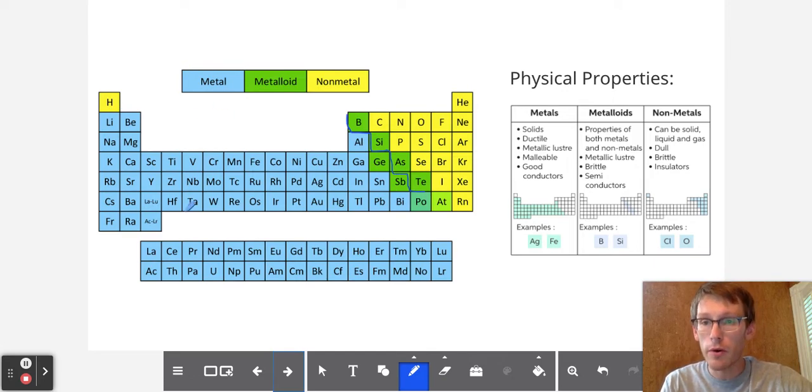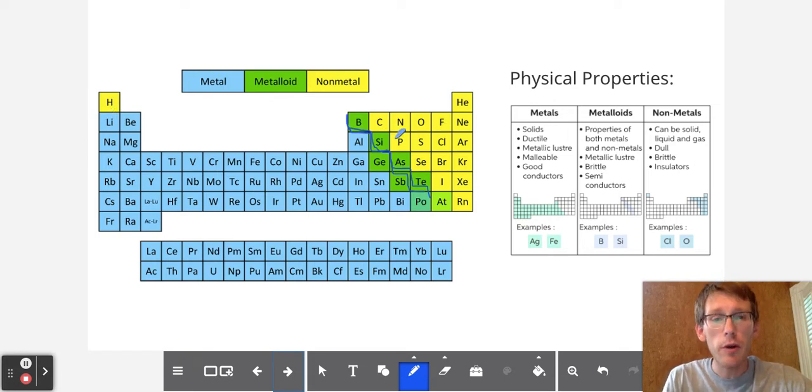Metals are lower and further to the left on the periodic table, and most elements are metals, as you can see. They're the blue ones. Non-metals are in yellow. They are further to the right and up. And in between them, there's this sort of staircase of metalloids. The exception, of course, is that hydrogen is a non-metal, and it's at the top left.